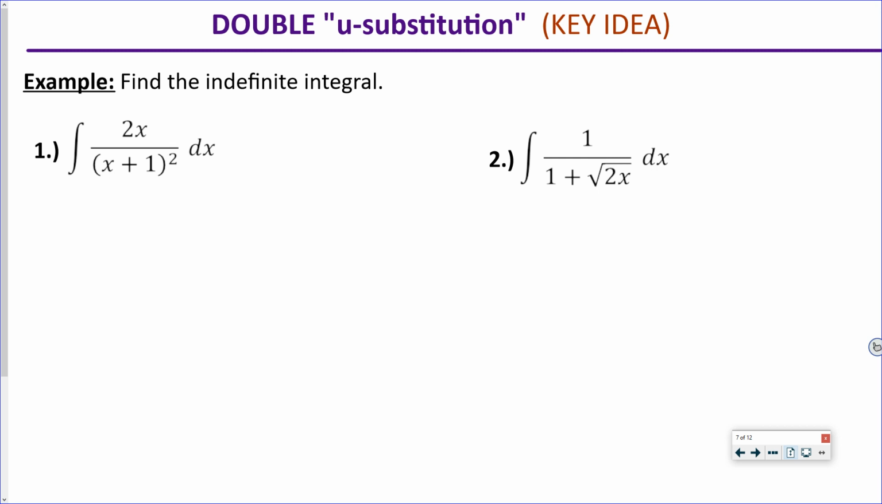So on this first one, if I see this setup, I'm probably tempted to let U be that x plus 1 because it looks like it's inside. And then you might be questioning yourself because the derivative of x is just 1, so I still have that other 2x located in the integral. So this would be a case where I'm probably going to have to use that double U substitution.